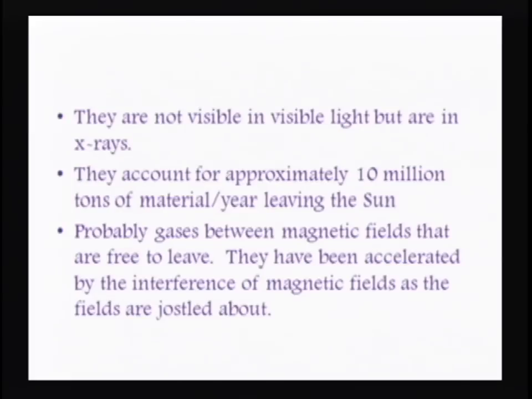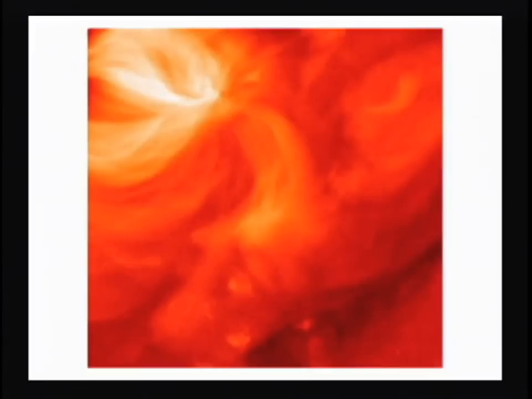Luckily, guys, we know that the sun is really massive, so we don't have to worry about the fact that we're losing 10 million tons of material. It's still going to last a really long time. We also think that probably gases between the magnetic fields are also free to leave. They've been accelerated by the interference of those magnetic fields, as the fields get jostled about and moved about, attracted one to the other. And so we think that's happening as well.